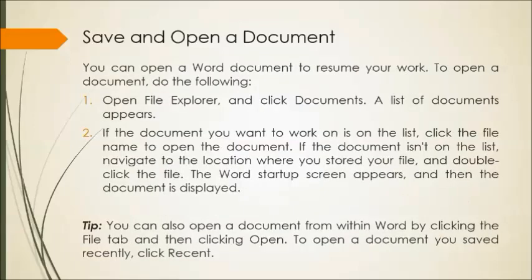You can open a Word document to resume your work. To open a document, you do the following. Number one, open File Explorer and click Documents. A list of documents appears. Number two, if the document you want to work on is on the list, you click the file name to open the document. If the document isn't on the list, navigate to the location where you stored your file and double-click the file. The Word startup screen appears and then the document is displayed.